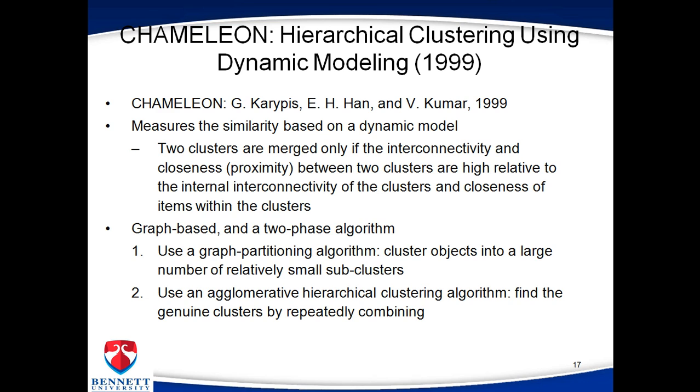The next one is Chameleon. Chameleon is basically a hierarchical clustering model.